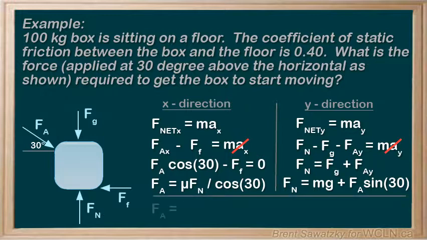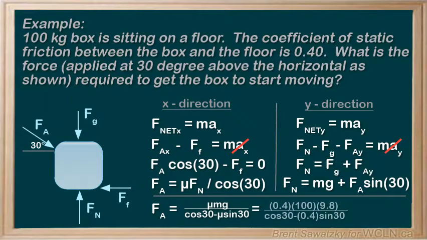And we can combine our equations, and then rearranging for Fa and substituting in some numbers, we get Fa equals 589 newtons, with a little rounding. So, to get this box moving, our angled force would need to be greater than 589 newtons.